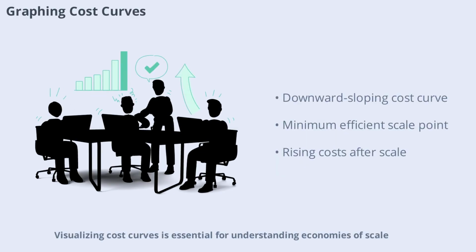Visualizing cost curves is essential for understanding economies of scale. The long-run average cost curve typically slopes downward at first, reflecting economies of scale, then flattens out at the minimum efficient scale. Beyond this point, the curve may rise due to diseconomies of scale. These graphs help managers and economists analyze the optimal size for firms and predict industry trends.